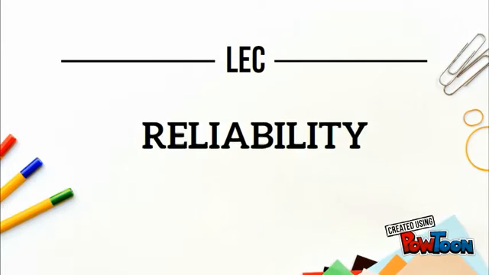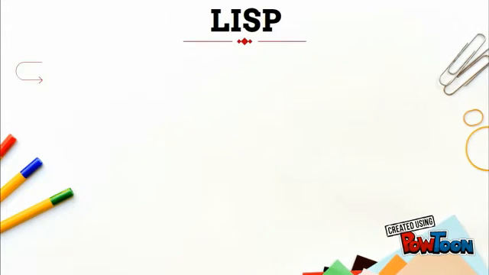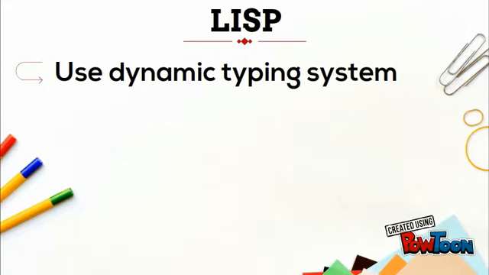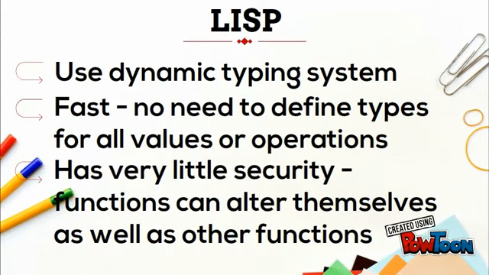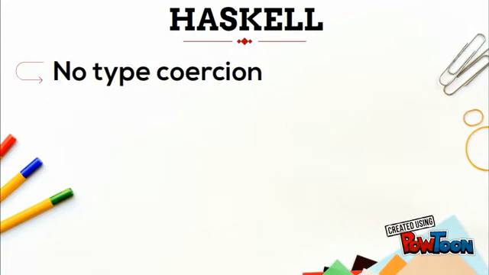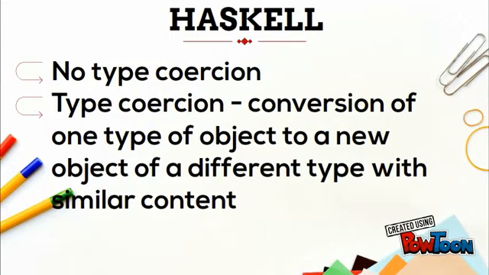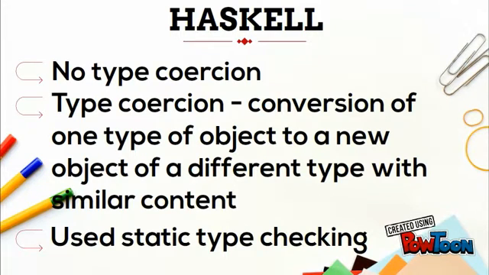Next we talk about reliability. Lisp uses a dynamic typing system. It is fast because there is no need to define types for all values or operations. It has very little security because functions can alter themselves as well as other functions. Haskell does not have type coercion. Type coercion is the conversion of one type of object to a new object of a different type with similar content. Haskell uses static type checking.